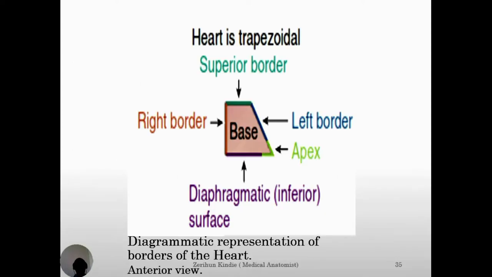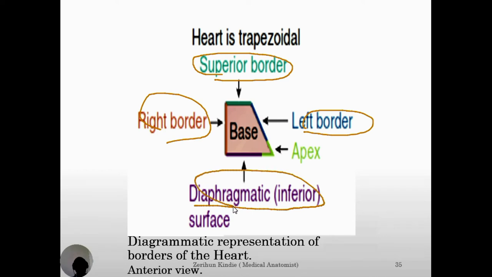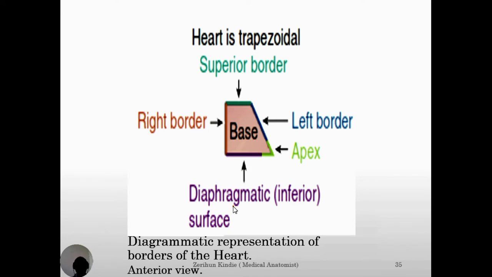Look at this picture. There are four borders, as I told you. The superior border, the right border, the left border, and the inferior border. But the inferior border also forms the inferior surface.